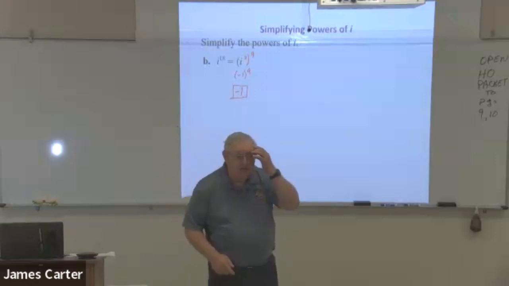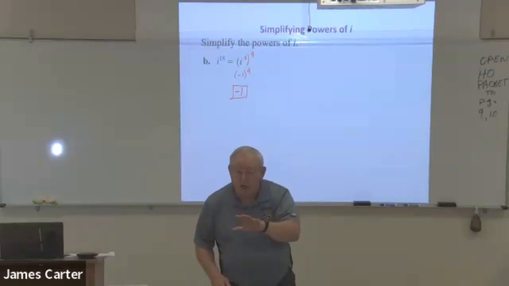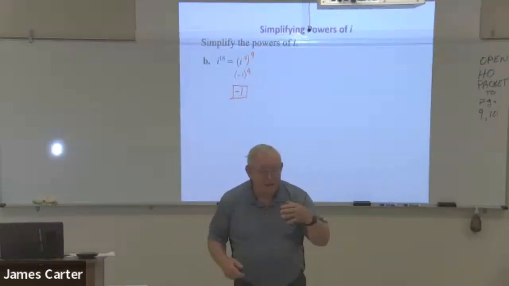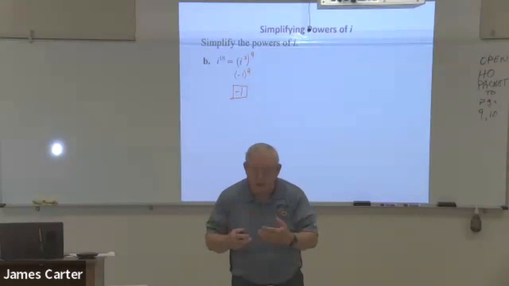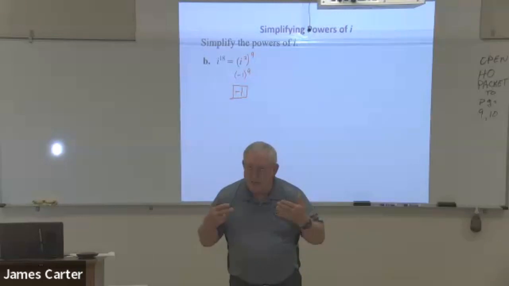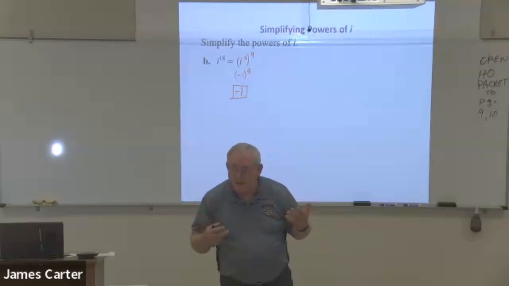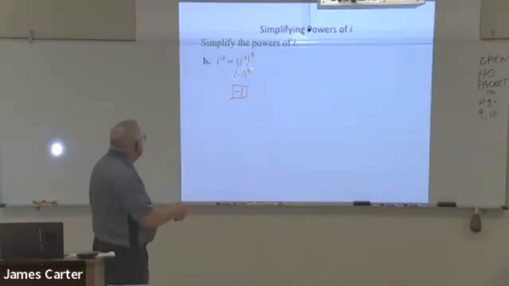What's a negative to an odd power? A negative. What's a negative to an even power? A positive. And we're going to use that little shortcut here. So negative 1 to the 9th would give us negative 1 overall.